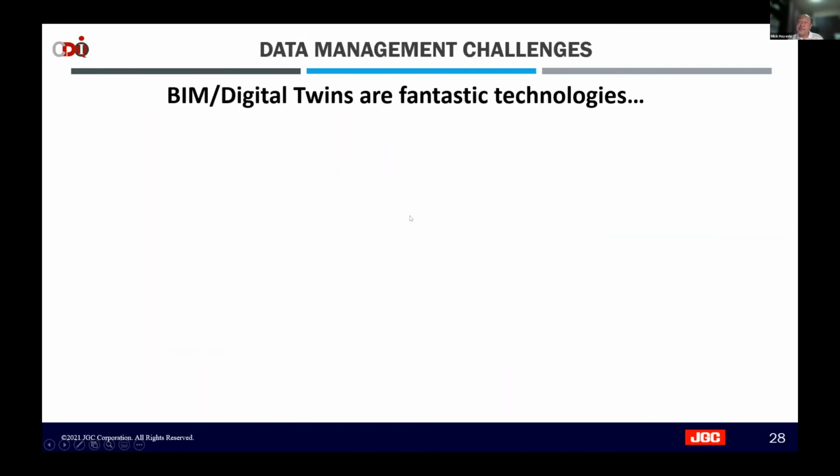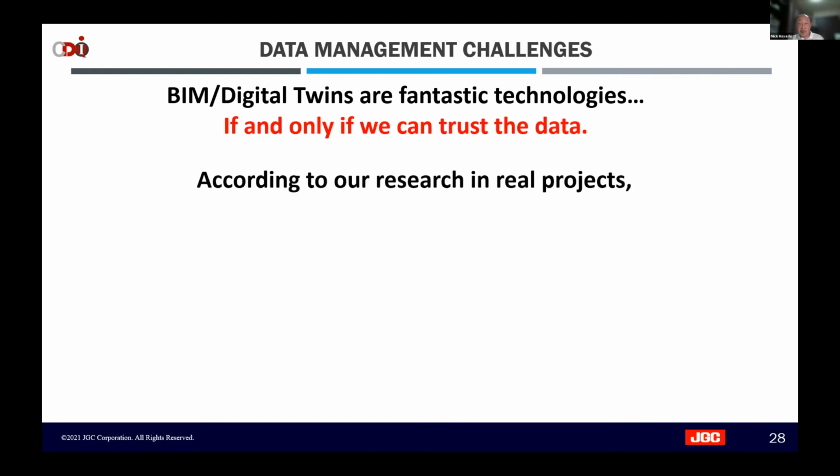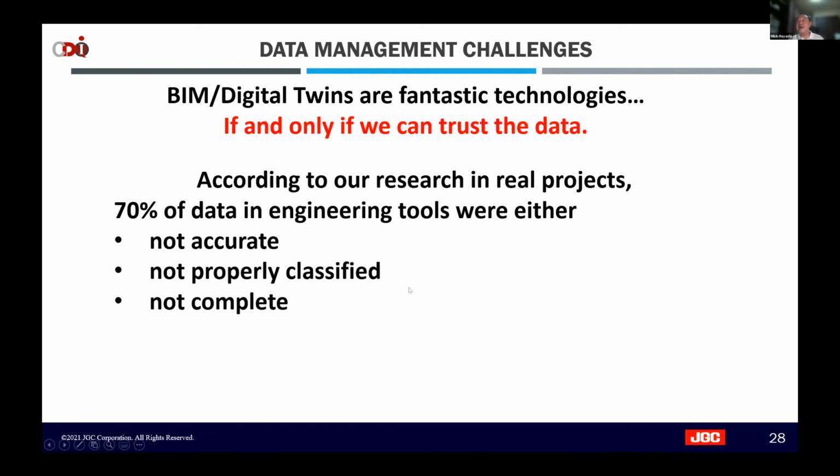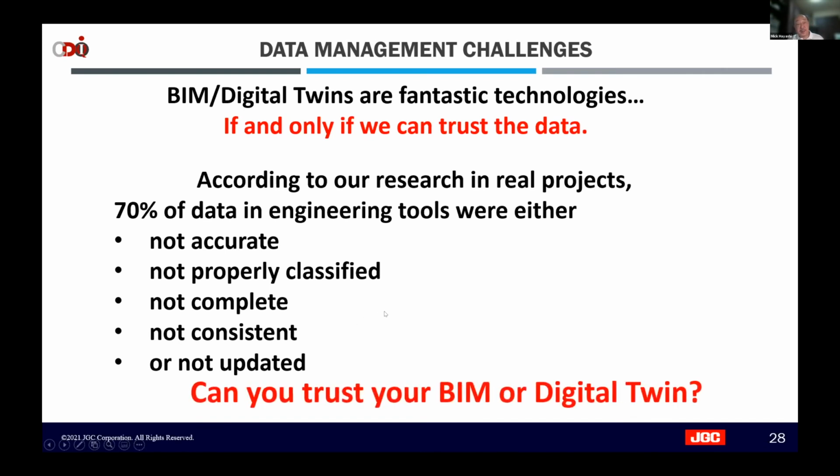Now, as I said, data quality is hard to achieve, but BIM and digital twins are fantastic technologies if and only if we can trust the data. According to our research in real projects, 70% of data in engineering tools were either not accurate, not properly classified, not complete, not consistent, or not updated. That's very bad, but this is what usually happens. Can you trust your BIM or digital twin based on this data? I don't think so.